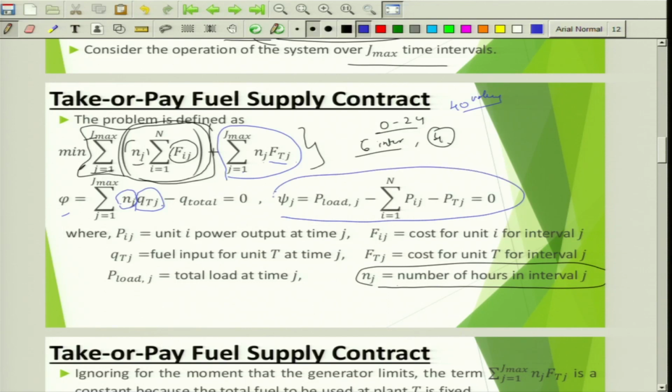And this constraint function is anyway very much known to all of us, where total load minus the summation of generation of the constrained generator and the non-constrained generator put together is equal to 0, right. Just you can see here Pij indicates unit I power output at time j, Qtj is fuel input for unit T at time j, and P load is total load at time j, at the jth time, and Fij is cost for unit I for interval j, Ftj is cost for unit T for interval j, and Nj is number of hours in interval j, right.